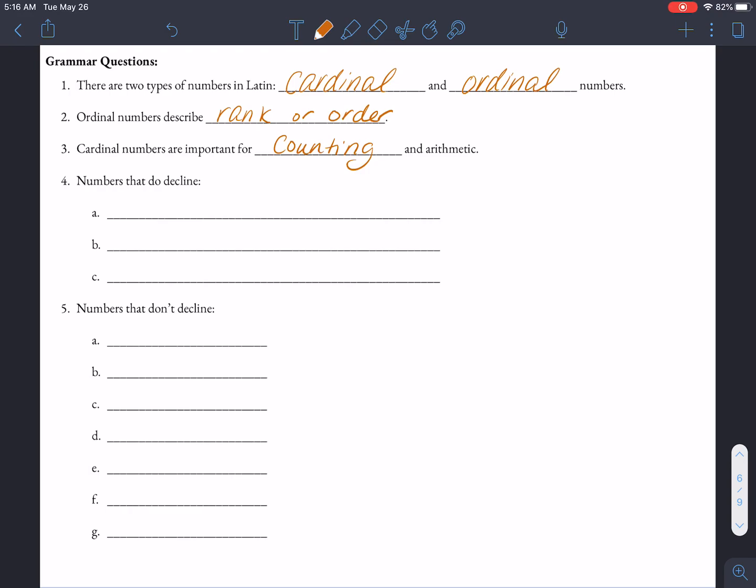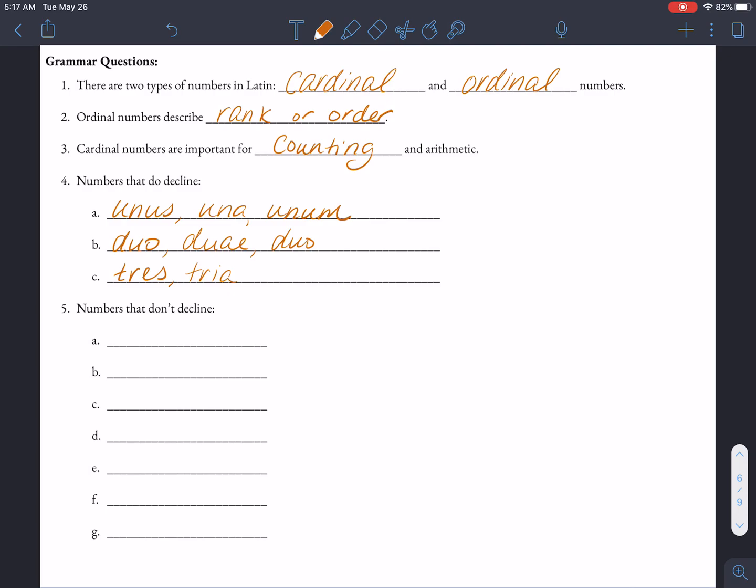Numbers that do decline, as we said just before, are unus, duo, and tres. Duo, unus, una, and unum. Those are the ones that do decline. All that means is that the endings of the words change. But that's okay. You don't need to know what those endings are just yet. They'll be easily recognizable later on.